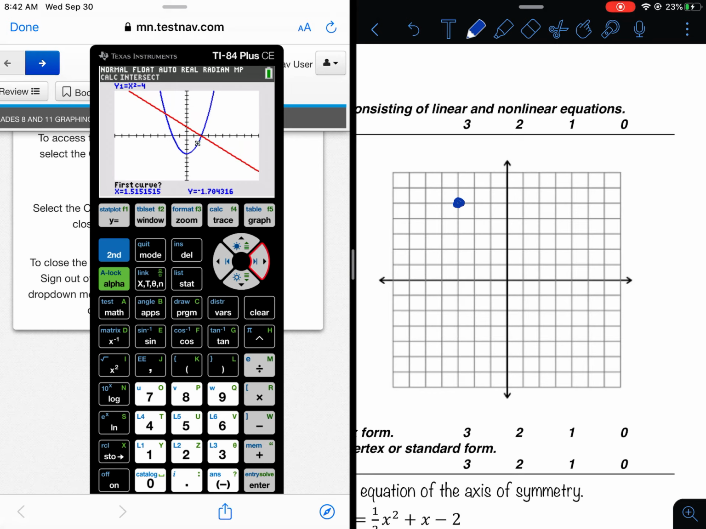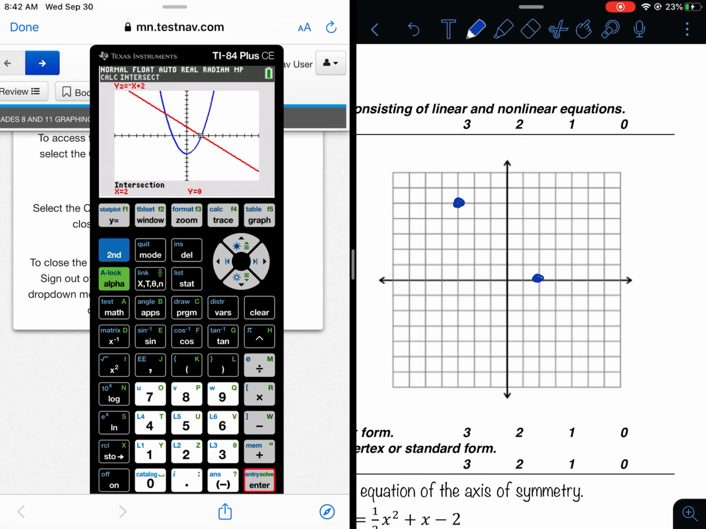Doesn't have to be on it, just somewhere near it. Enter, enter 3 times, and there you go. It does, in fact, cross at 2, 0. So it crosses right here. And so now I just want to finish and complete this graph.